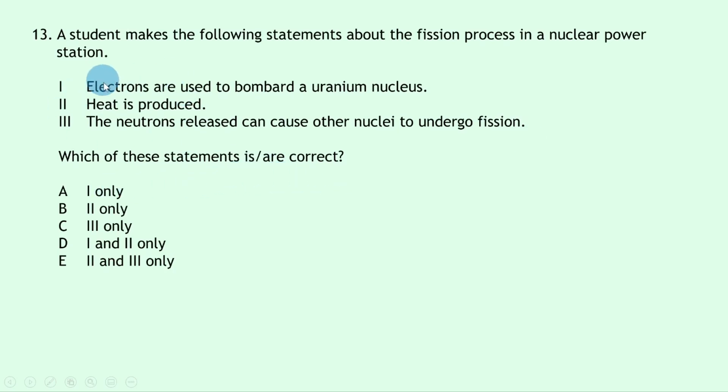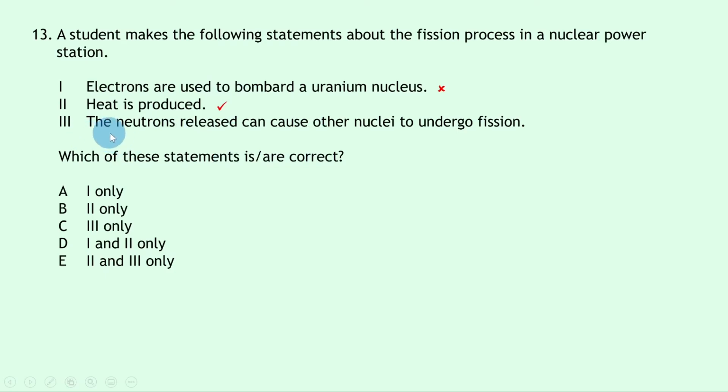Well, let's go through each statement in turn and decide whether they're true or false. So in a nuclear fission process, it says electrons are used to bombard a uranium nucleus. That is false because remember, it's not electrons, it's actually neutrons for induced fission. So neutrons are incident on a uranium nucleus, causing it to undergo fission and split apart. Heat is produced, that is true, because in both the nuclear fission and fusion processes, energy is released in the form of heat. So we can put a tick next to that one.